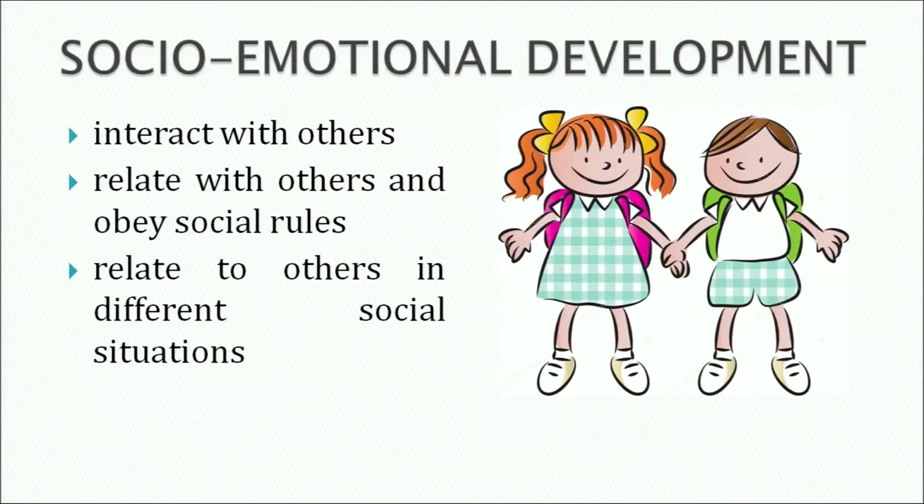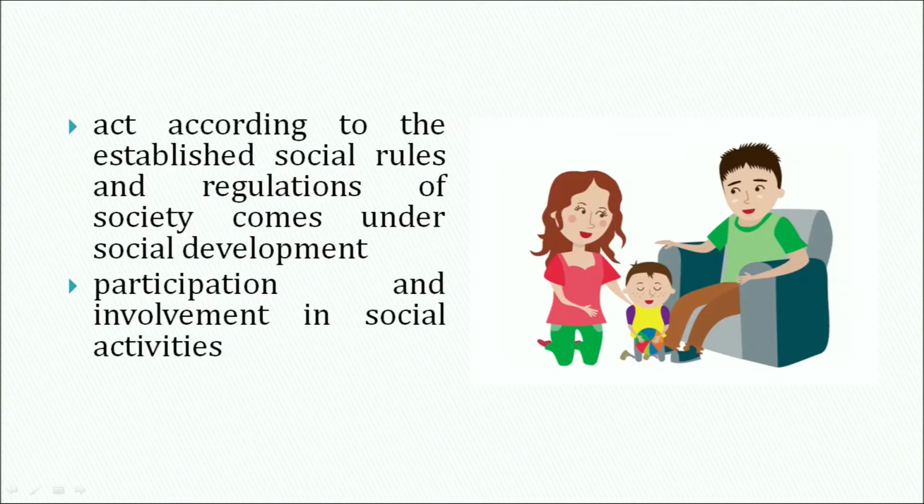When children enter this complex world, they do not know any rules and regulations of society. They gradually learn to interact with others, relate with others, and obey social rules. How we relate to others in different social situations and learn to act according to the established social rules and regulations of society comes under social development. It also includes participation and involvement in social activities and understanding the meaning of being part of a social group.